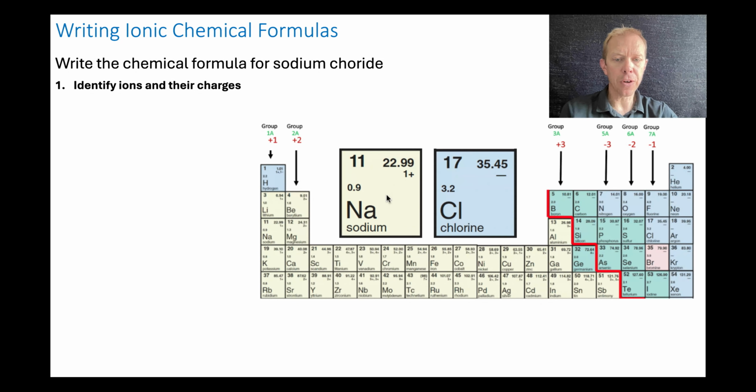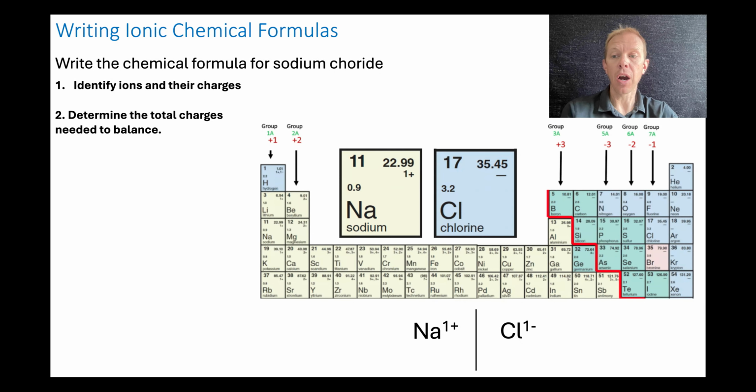Taking a look a little bit further, we can see the ion charges for both sodium and chloride ions. We're going to write these down. This is taken right off the periodic table here. So sodium is 1 plus and chlorine is 1 minus. Chlorine is 1 minus because it appears in group 7A and needs to gain 1 electron to have a full valence shell. Our next step is to determine the total charges needed to balance the compound.